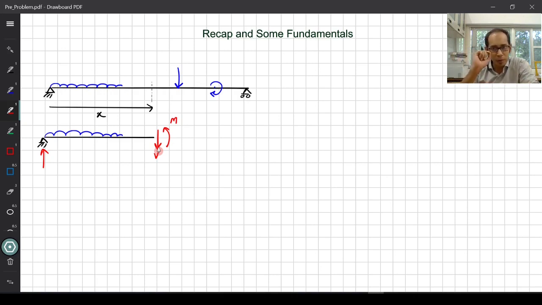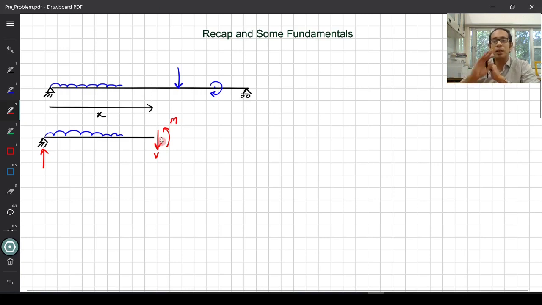So what you are marking prior to actually finding the values are the positive conventions. The values may come out as positive, which means what you have drawn is in the right direction. The value may come out as negative, which means what you have drawn actually should point in the other direction, right? Now, this is one of the ways in which you are going from the left to the right. You're cutting this section over here.